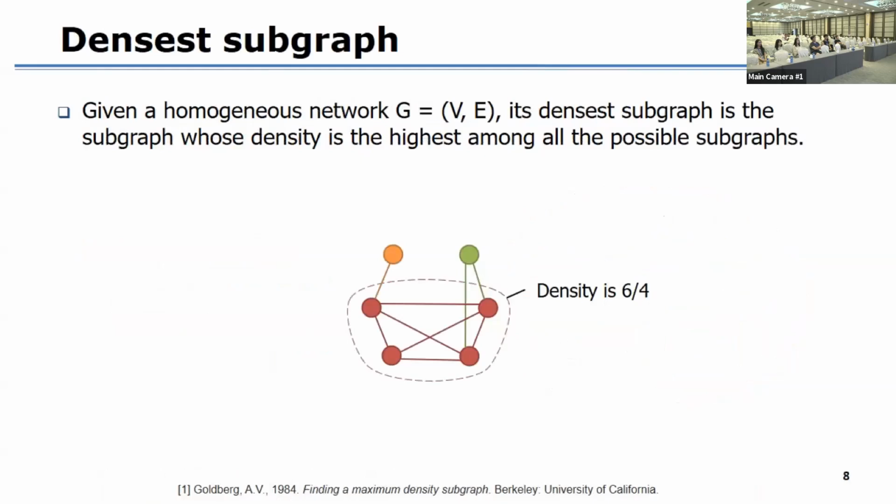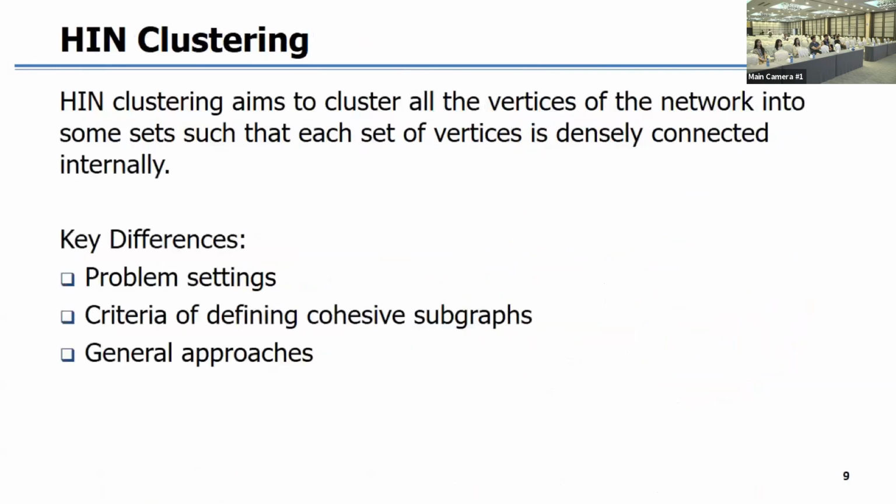The densest subgraph retrieves the subgraph with the highest density, where density is defined as the number of edges divided by the number of vertices. After introducing the models of cohesive subgraphs on homogeneous networks, the next direction of related work is HIN clustering. HIN clustering aims to cluster all the vertices of the network into some sets, such that each set of vertices is densely connected internally.